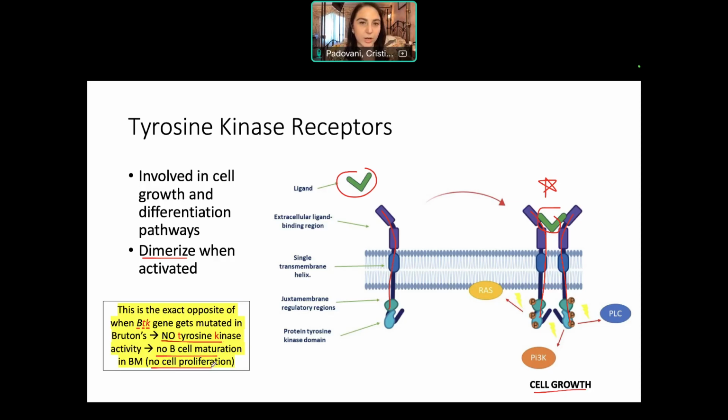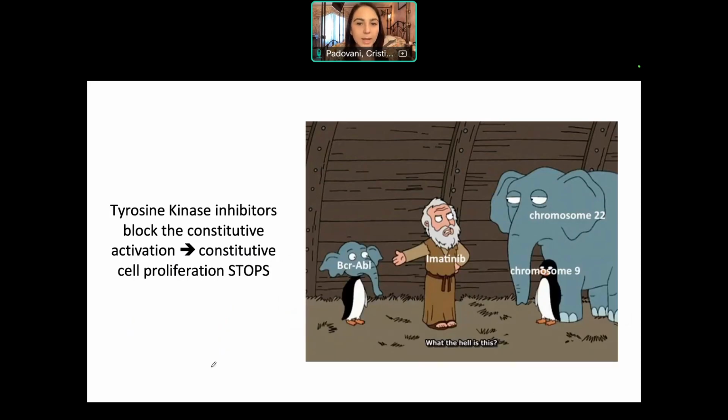So you get no cell proliferation because we don't have tyrosine kinase. So the cells can't grow. That's why you get these very immature B cells in Bruton's. You don't get mature B cells because they can't grow. We don't have tyrosine kinase. And then I just love this meme. Whoever came up with this meme is hilarious. So tyrosine kinase inhibitors will block the constitutive activation. So then that constitutive cell proliferation will stop.